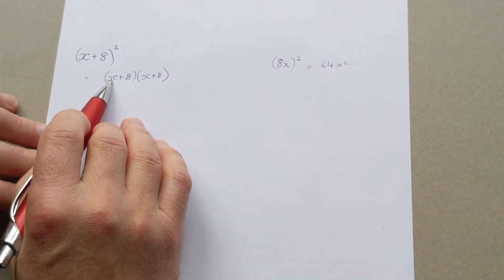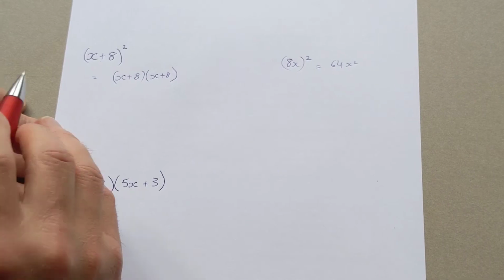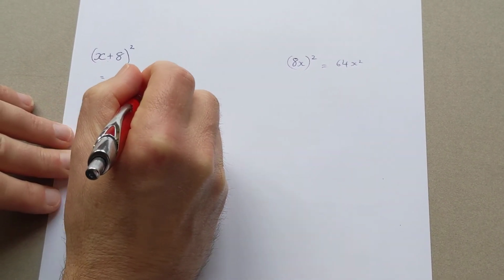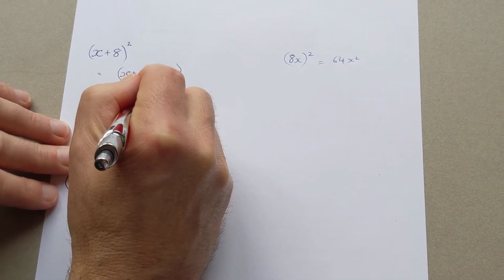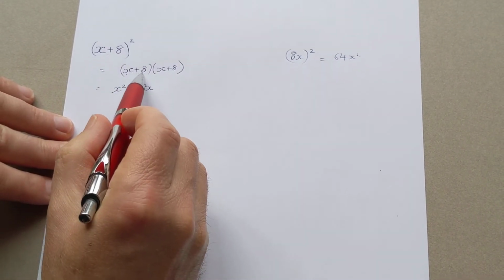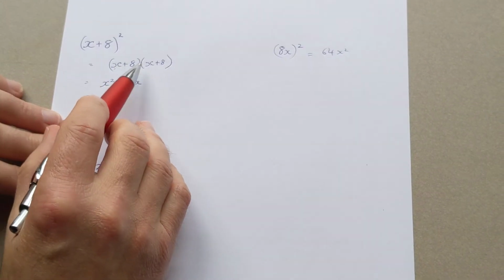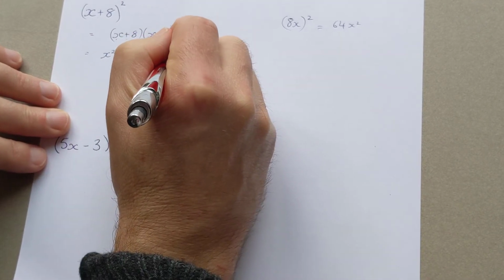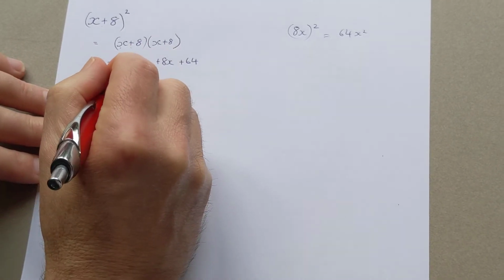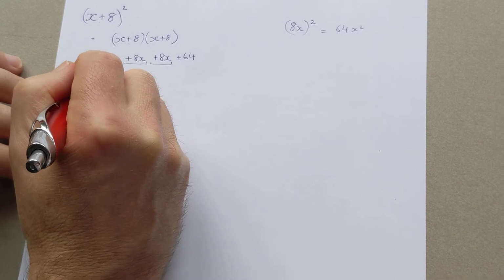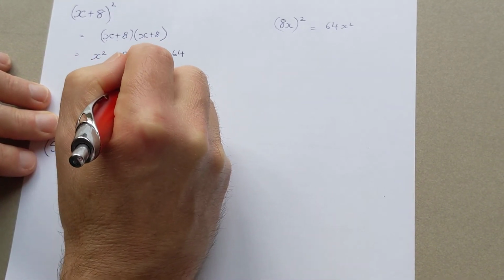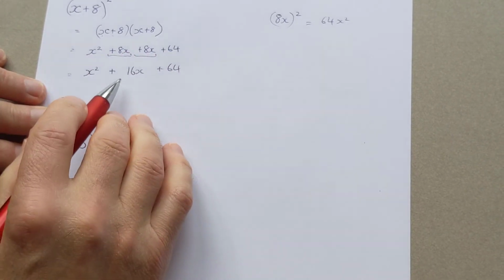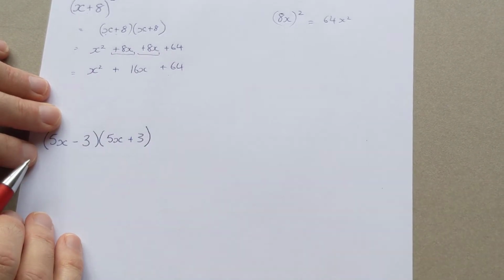And then again, the x gets multiplied by each of these terms. So let's do that. x gets multiplied by x, giving us x squared. x gets multiplied by +8, giving us +8x. And then the 8 gets multiplied by each of these terms. So 8 times x is another 8x, and 8 times 8 is 64, +64. Here are my two like terms there, so I can simplify that down to x squared, +16x, and +64.